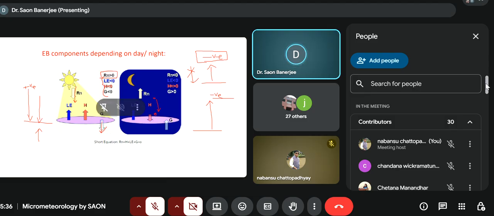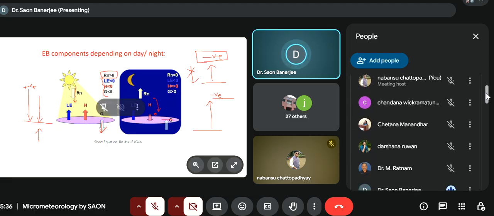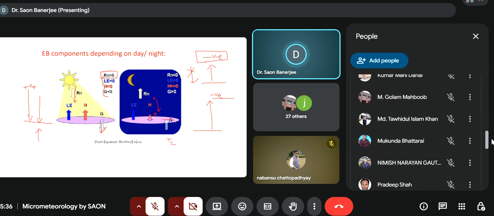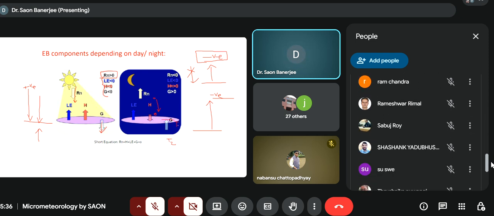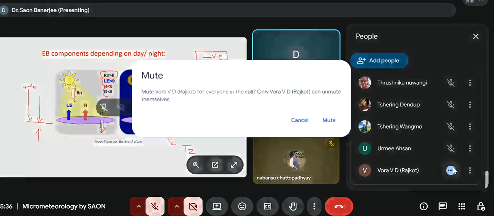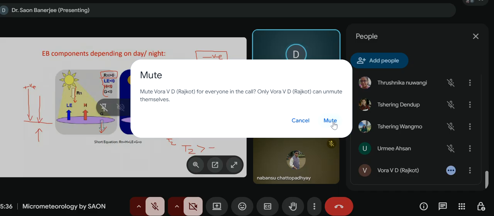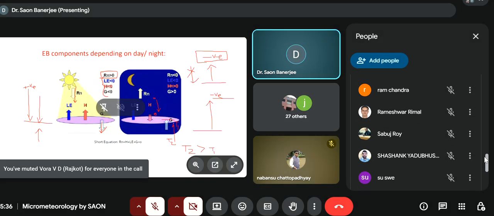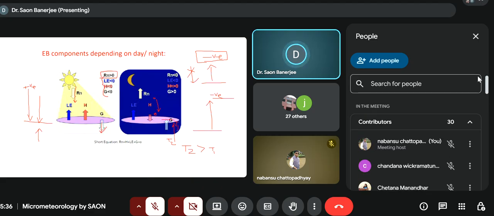So at the soil surface, the temperature will be less. Here the temperature will be more. So at that time, T2 will be greater than T1. So from T2 to T1, there will be the gradient of temperature flow. So the G and H are positive and these are negative. So these are the energy balance components.